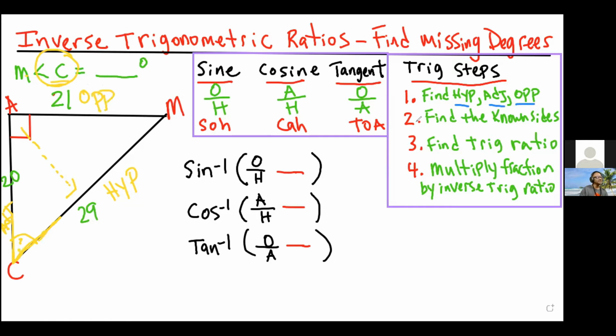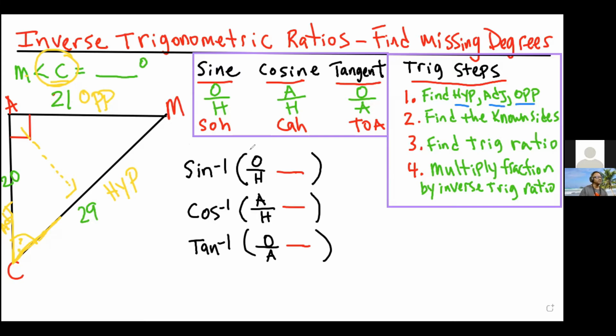Then the next thing it says is find the known sides. Actually, in this particular problem, they gave us the figures: 21, 20, and 29. So we already know the known sides. Now we have to find the trig ratio. Since we have three sides given, we're going to do sine, cosine, and tangent. We're going to use all three, and then double check our answers to make sure we're doing it correctly.